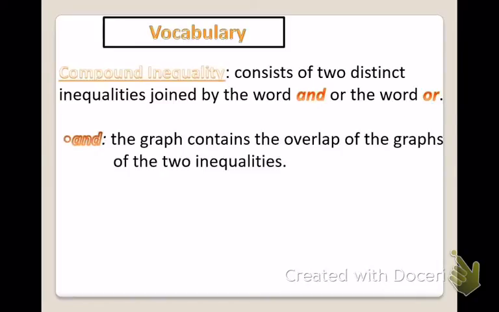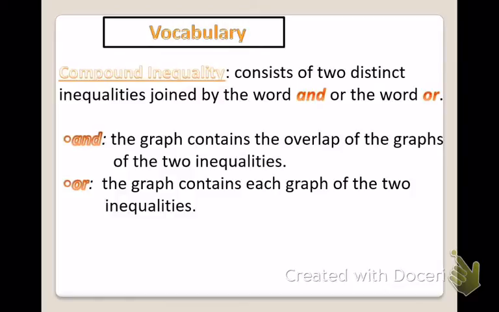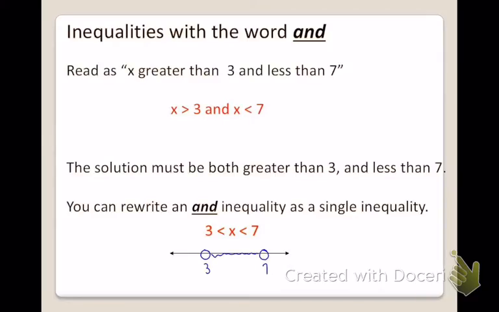Okay? That is why, and I'll show you some more in a second, in an and compound inequality, the graph contains the overlap of the graphs of the two inequalities, because the overlap will show us the solutions that work for both inequalities. In an or, it's just graphing each of the two inequalities and knowing that we can use either set of solutions. Okay? So, inequalities with the word and would be something like this.